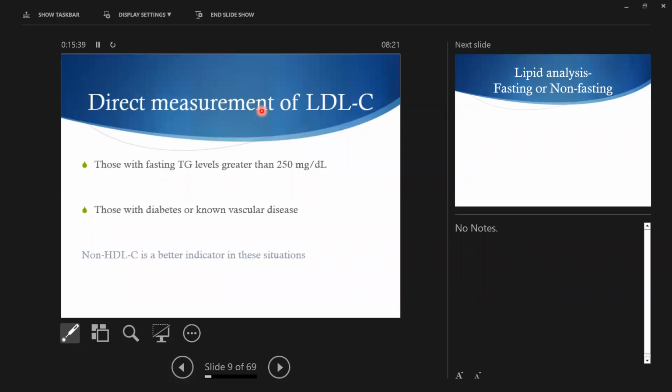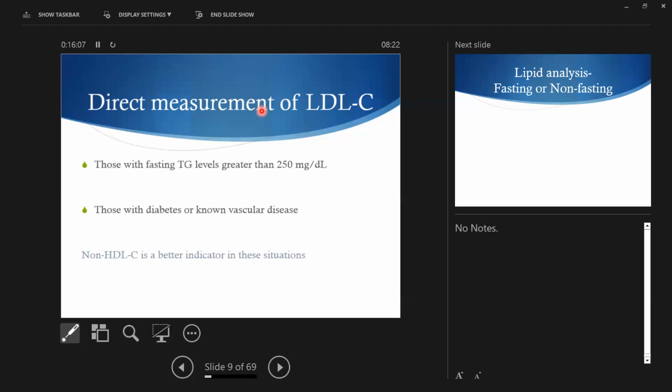But even in such cases, because of poor compliance with fasting lipids, since patients come to us for a checkup and may not be fasting, people started doing non-fasting or random lipid profiles. It's a very good tool. Non-HDL cholesterol is a better indicator in such settings, especially when the triglycerides are high. With the random sample, the only abnormality you get is high triglycerides.